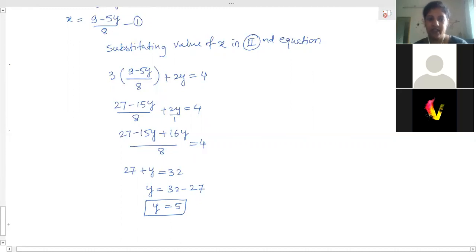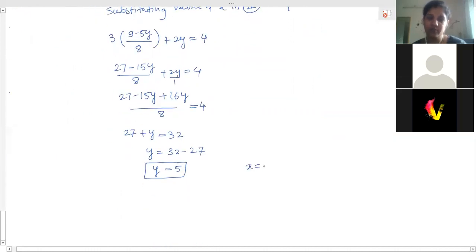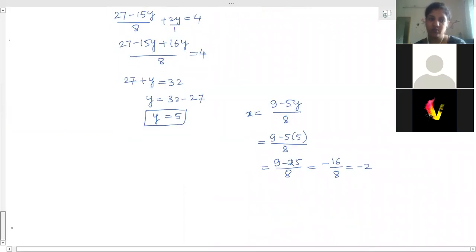Then again find the value of x. x is equal to (9 minus 5y) by 8. Substitute the value of y in that equation again. 9 minus 5 times the y value we got, 5, by 8. That is (9 minus 25) by 8, which is minus 16 by 8, which is equal to minus 2. So therefore the value of x is equal to minus 2.